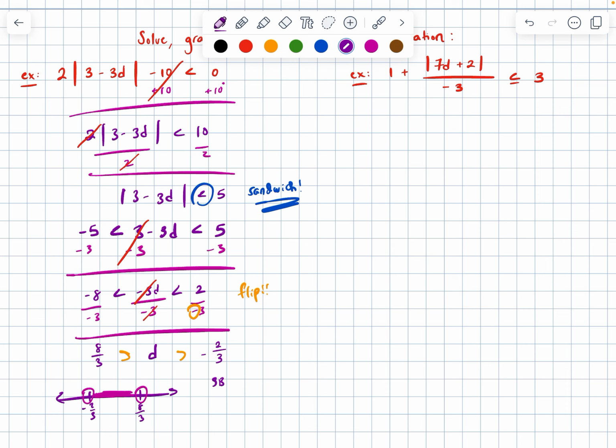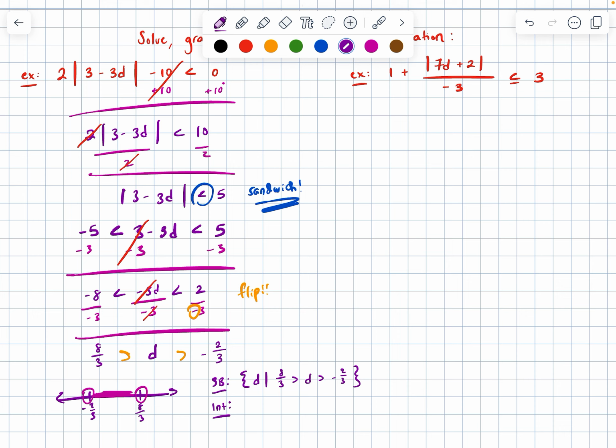For my set builder notation and my interval notation, again for set builder, I can't get away with my shorthand here because I've shaded in parts of my number line. So I'm going to say that I want values of d such that I can take my 8/3 is greater than d is greater than negative 2/3. If you'd rather, you can write it the other order. Negative 2/3 is less than d, which is less than 8/3. Who cares? Doesn't really matter.